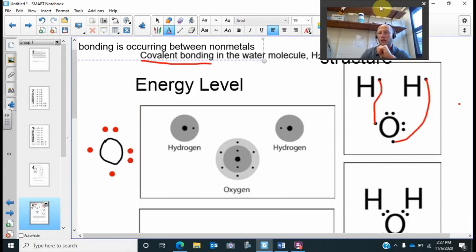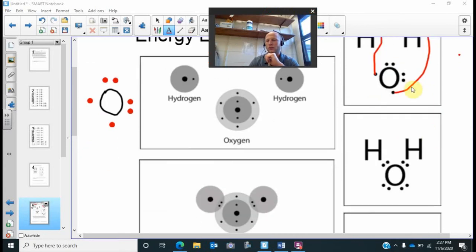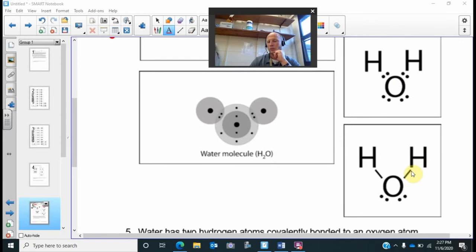So we see right here that these electrons are being shared between the hydrogen and oxygen, and we see how it should look. When 2 electrons are paired between this hydrogen and this oxygen, and these 2 electrons are paired between this hydrogen and this oxygen, we then put a line here that represents a single bond, right?